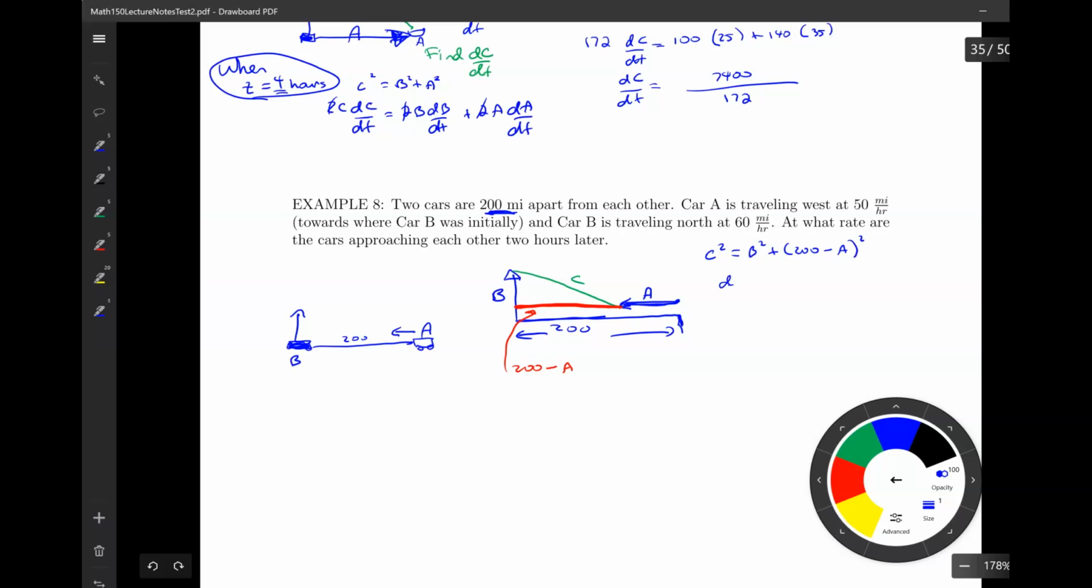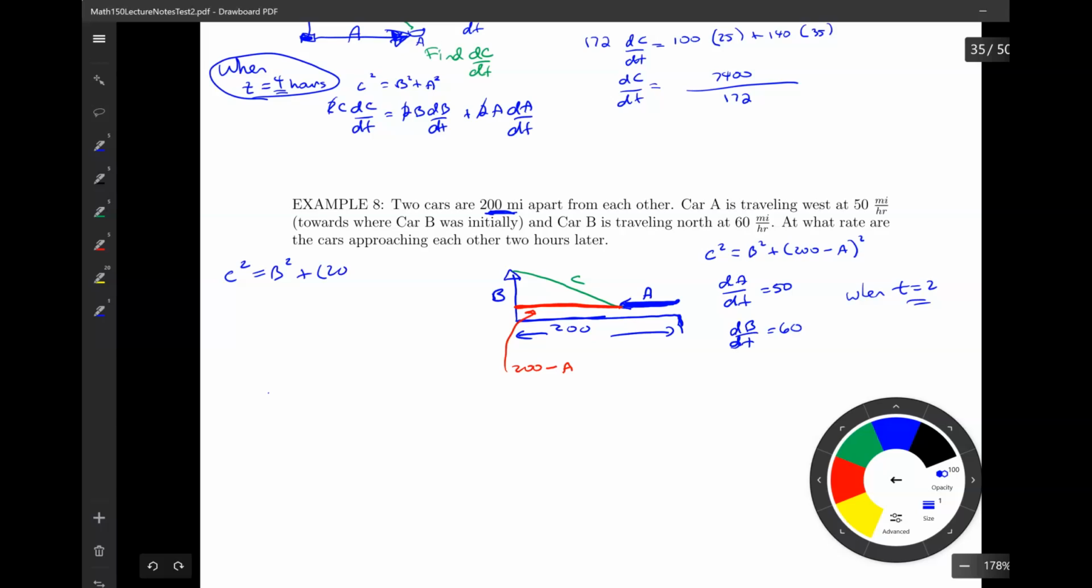And let's get my rates down here. So dA/dt is 50. And that distance A that I've labeled is getting larger at 50 miles per hour. dB/dt is 60. And the when is when time is 2 hours, 2 hours later. All right, let me bring this equation over here. Let me erase this picture, giving myself some more room. All right, bringing the equation over here.